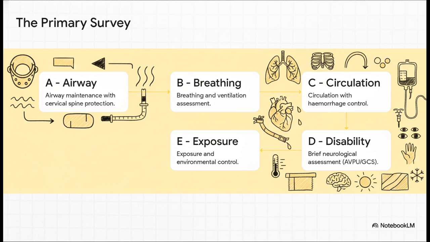You can use the AVPU scale. Are they alert, responsive to voice, responsive to pain, or completely unresponsive? Or, of course, the GCS. And finally, E, exposure and environment. You've got to get the patient undressed to see everything, but the second you do, you have to cover them back up. Preventing hypothermia is absolutely critical.